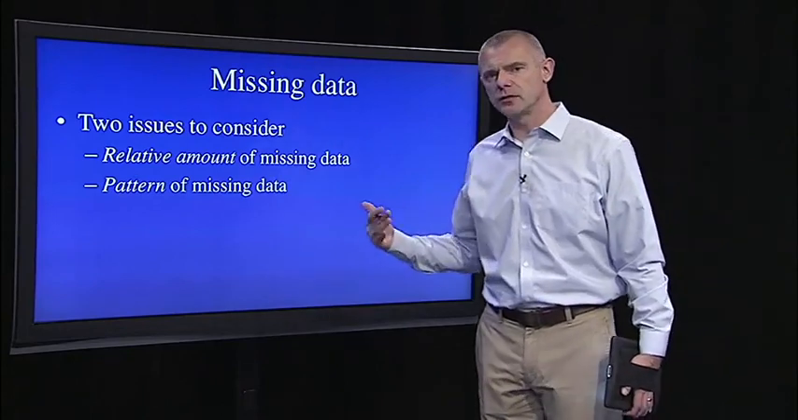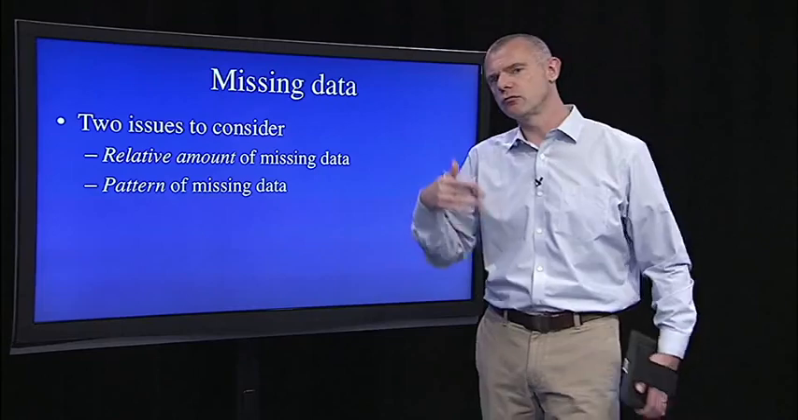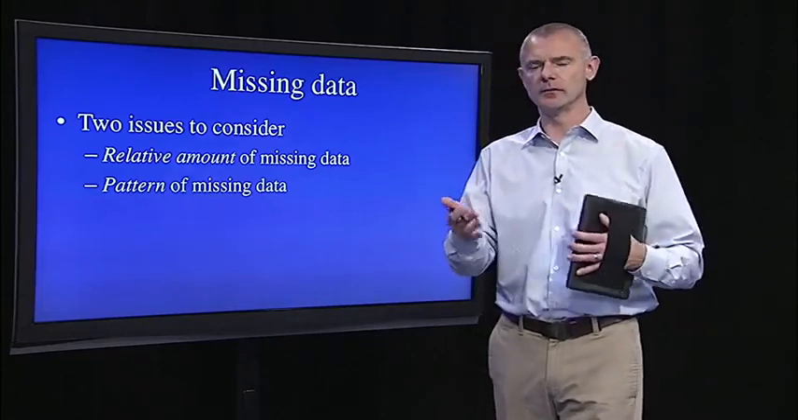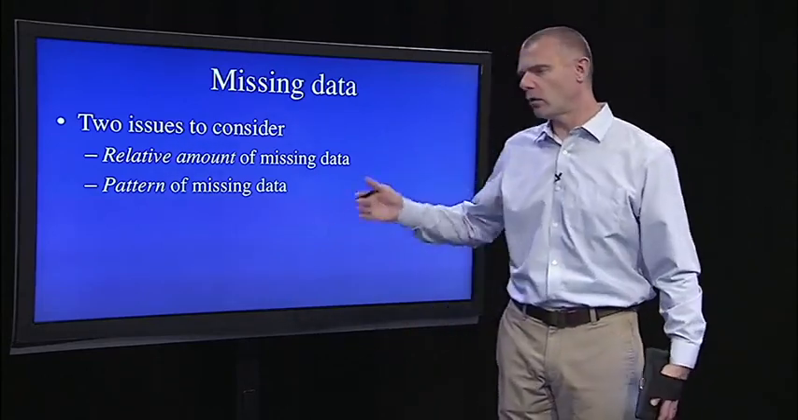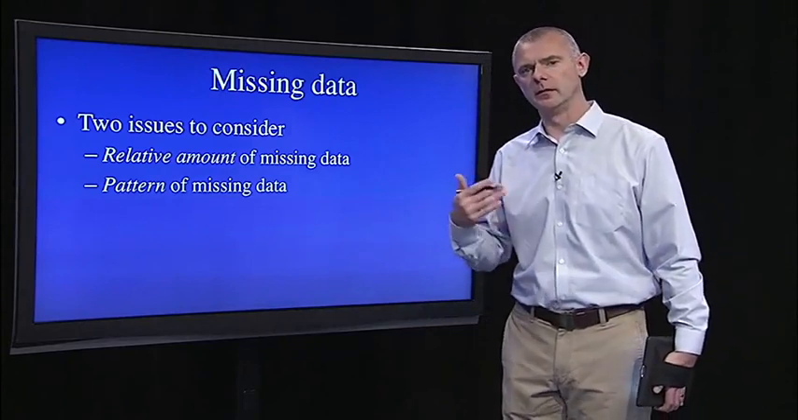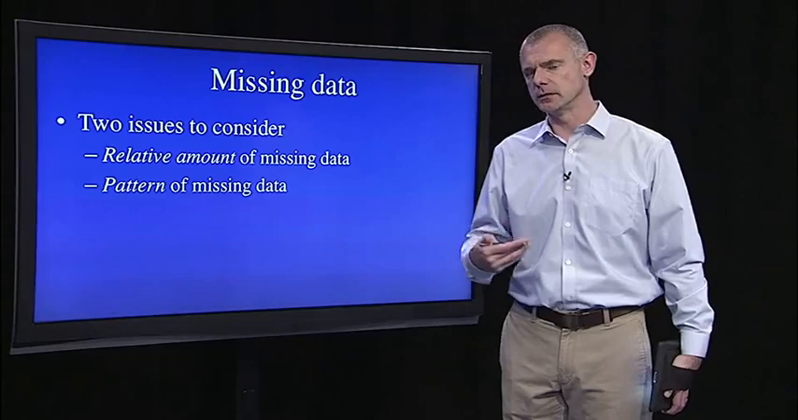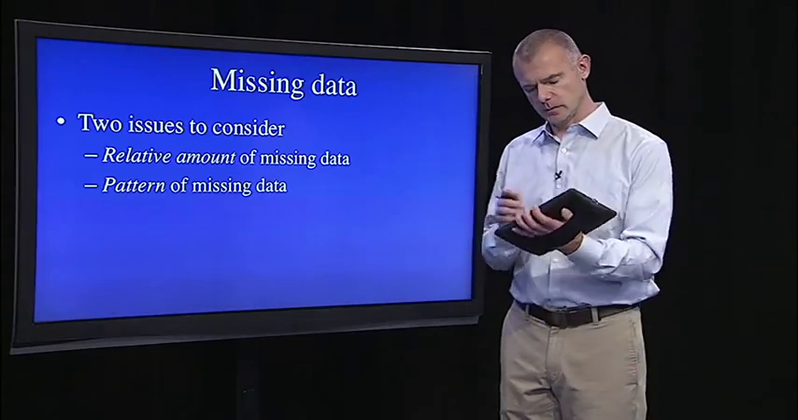And then the other thing to consider is whether there's a pattern. Is it just random? Some people just didn't show up for some sessions, and that's okay. Or is it more systematic? And is that introducing some bias into your experiment and your measurements?